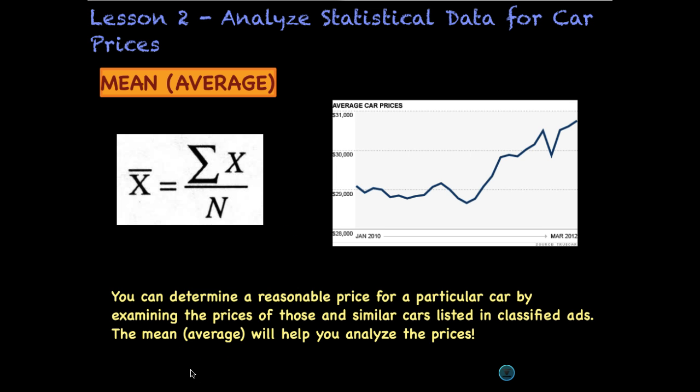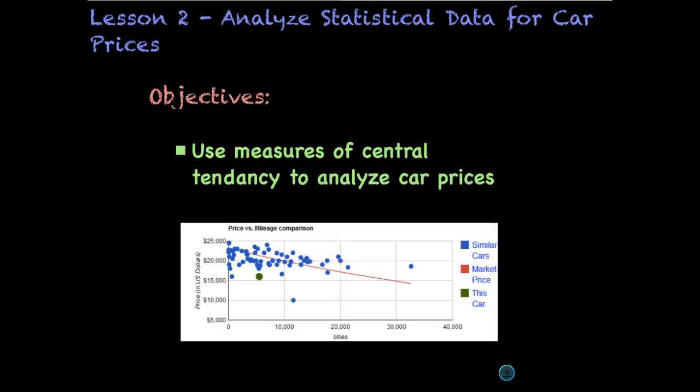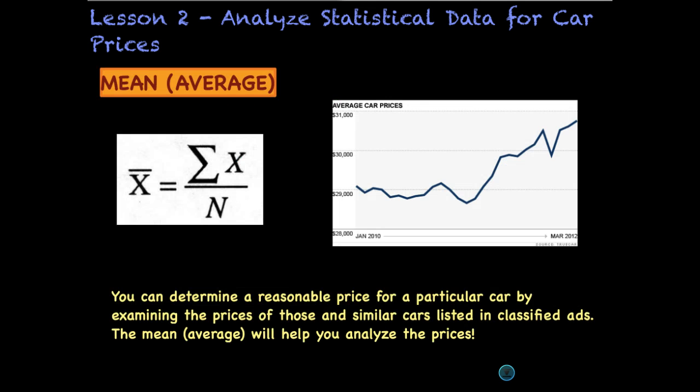You can determine a reasonable price for a particular car by examining the prices of those and similar cars listed in classified ads, and the mean or average will help you analyze those prices. That's a little bit what we did up here in this first example, is we took a bunch of different car prices and we compared them.